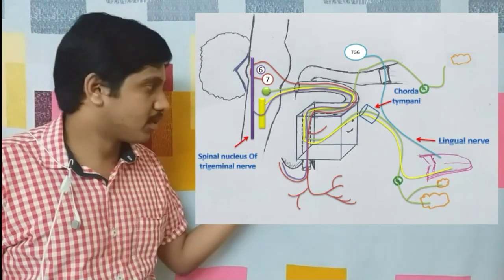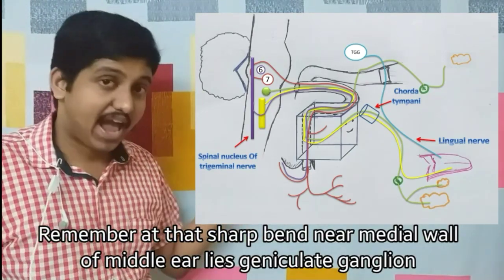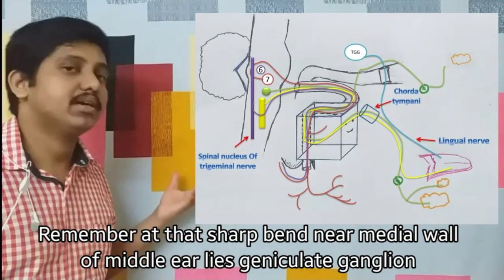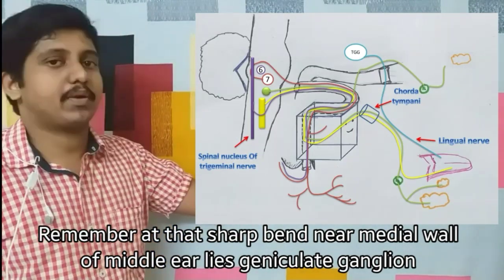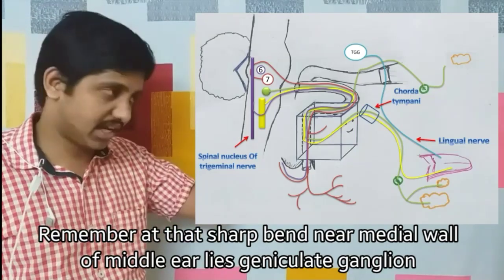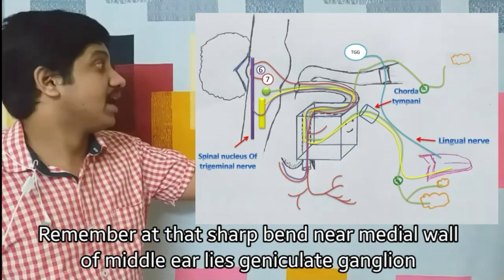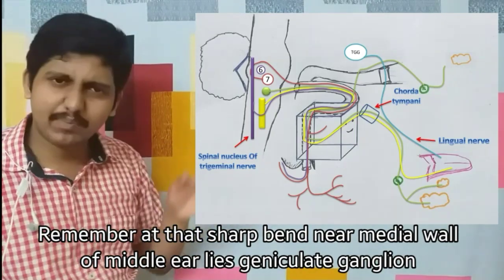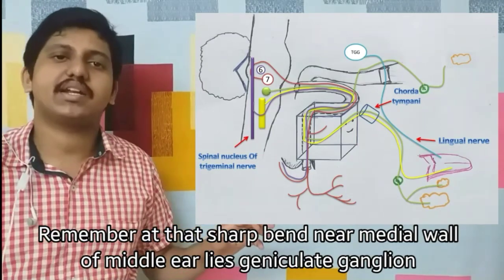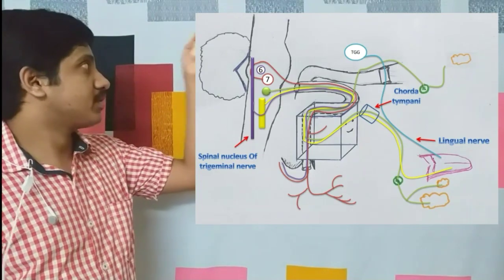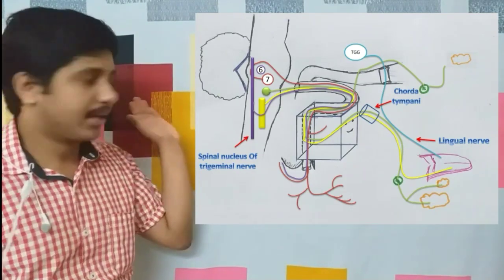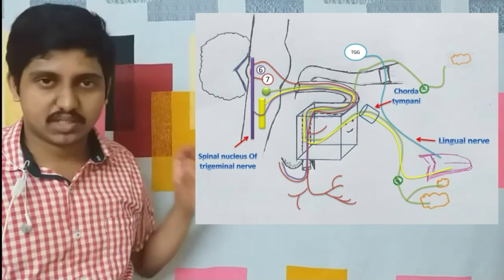These are actually peripheral processes of the cell bodies present in the geniculate ganglion. So the peripheral processes are respectively from the anterior two-thirds of the tongue as well as the other one from the external ear, and the central processes of these respective cell bodies. These are different cell bodies, and the central processes are nothing but going towards the central nervous system, CNS. So these central processes go towards the respective nuclei. That's the importance of the geniculate ganglion.